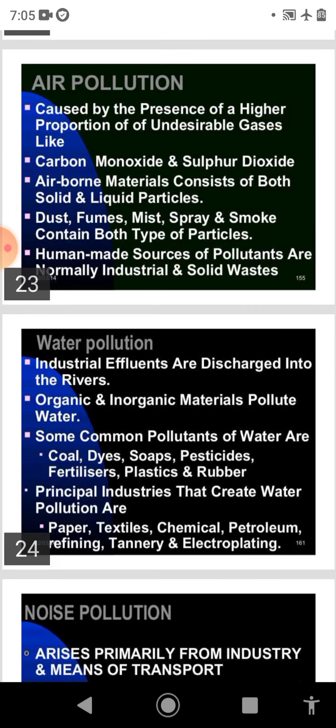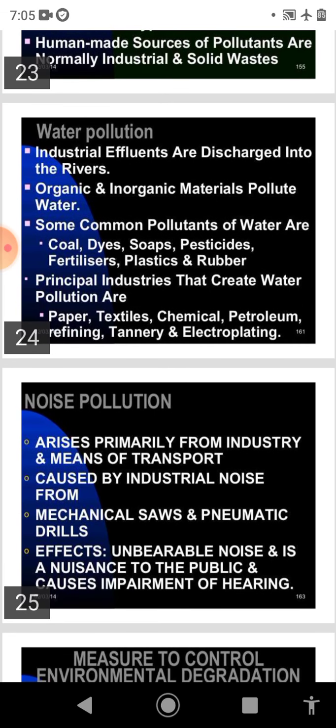After that, noise pollution. Unwanted loud noise is also pollution. It arises primarily from industry, means of transport, and industrial noise, particularly from mechanical sources. Noise pollution can also cause hearing impairment, increased heart rate, and blood pressure. So these are the problems which will be faced by the persons who are exposed to a noisy environment.